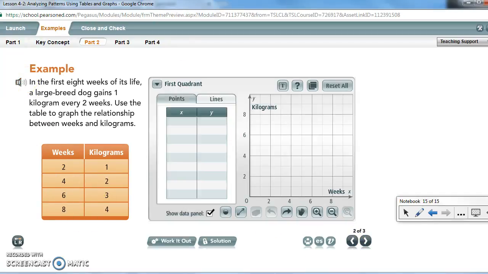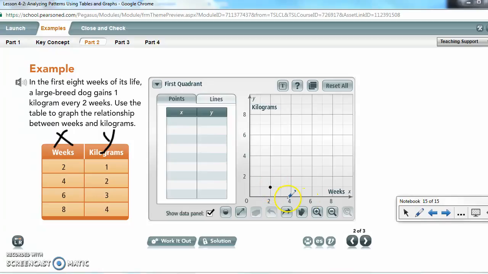In the first 8 weeks of its life, a large breed dog gains 1 kilogram every 2 weeks. Use the table to graph the relationship between weeks and kilograms. So down here on the x-axis, that's weeks. And the y-axis going up and down is kilograms. So that means my first dot is in the second week. They go up to 1 kilogram.